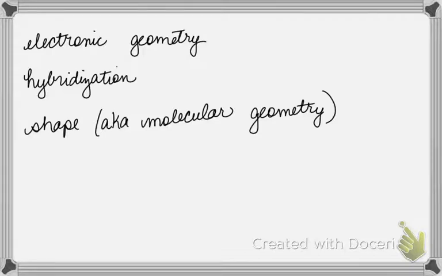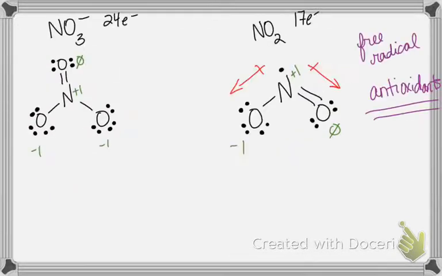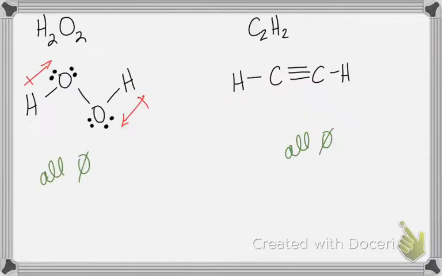If you're wondering what the central atom is, say for example, in hydrogen peroxide right here, I would tell you that you need to either use this O as your central atom or use this O as your central atom. In the next one, C2H2, I would tell you just pick one of the C's, either this one or this one, obviously. Sometimes it's easy, like on these right here, it's easy to tell that N is the central atom in both.